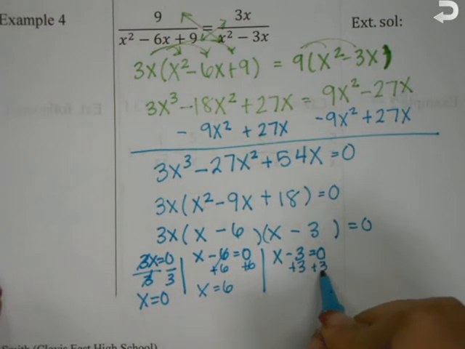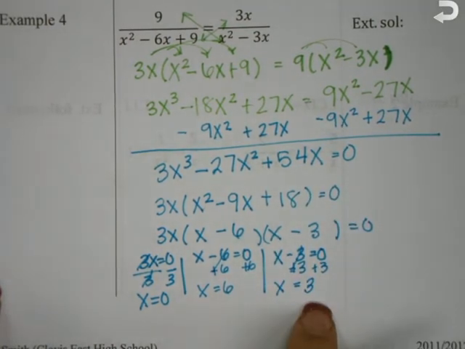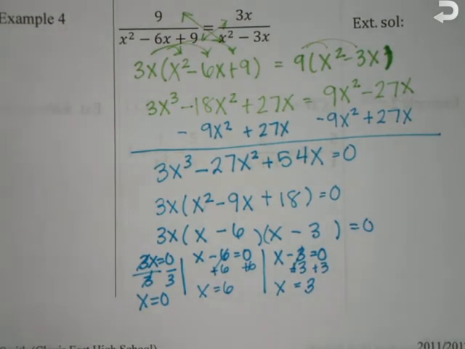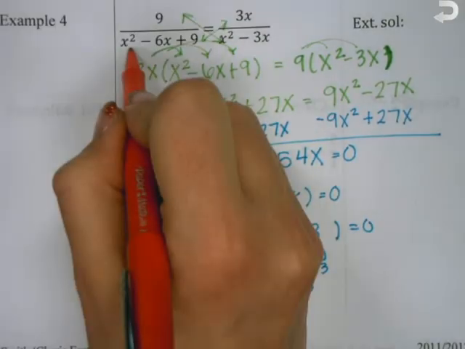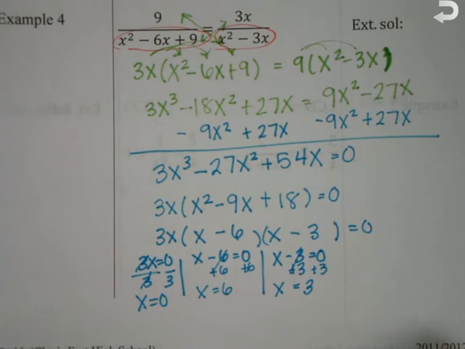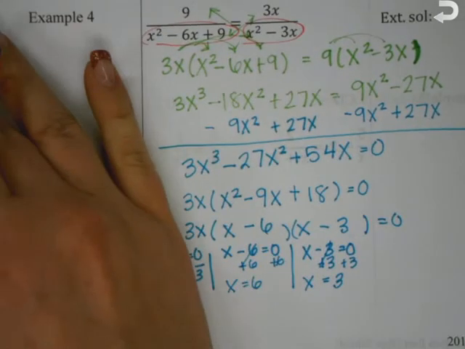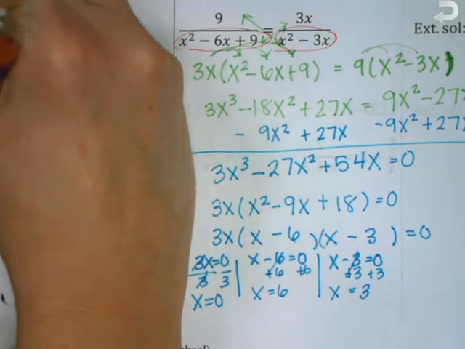Okay. We do want to first check, though, for any extraneous solution. So we're going to set each of these denominators equal to 0. Okay, so I'm going to do mine off to the side right here. x squared minus 6x plus 9 equal to 0. And x squared minus 3x equal to 0.